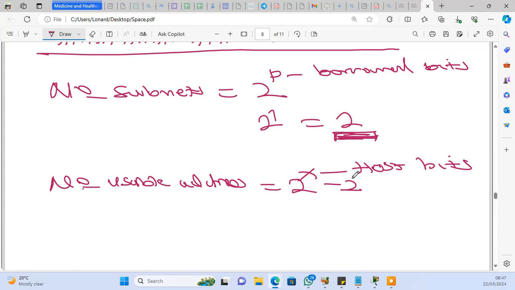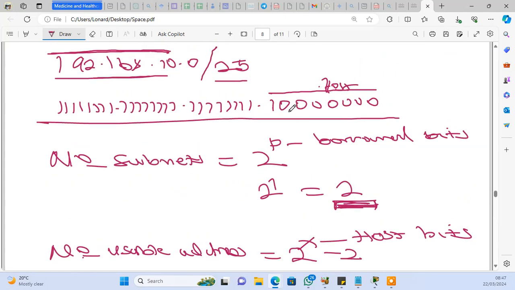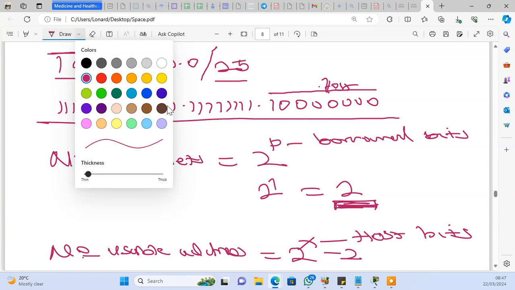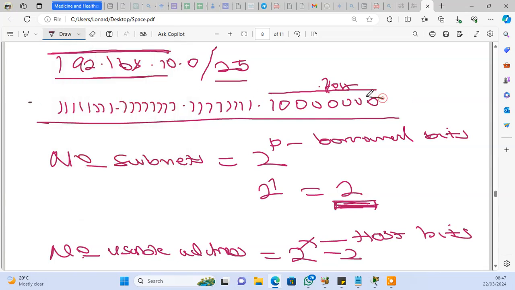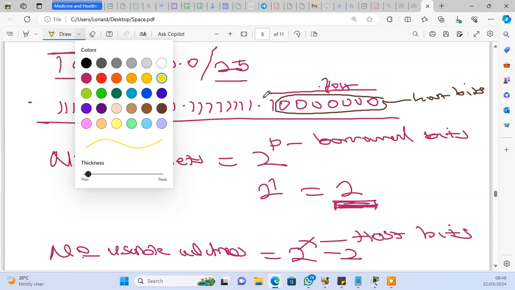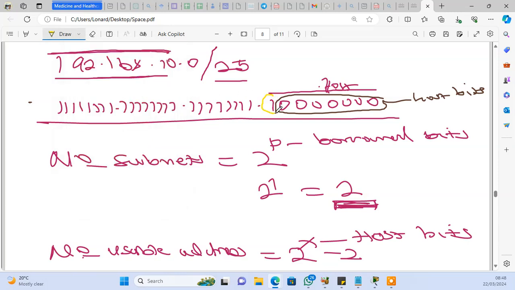So the host bits here, when you look at this, our host bits are the zeros here. These ones here. These are host bits. And then this one here, it's the bold bit.